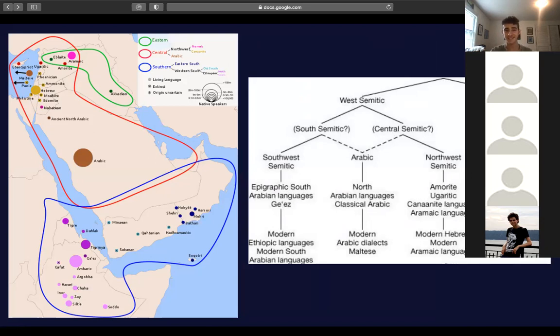So there are three different big branches of the Semitic tree: East, Central, and South. East Semitic languages are all dead, but South Semitic languages include Amharic, as well as many Ethiopian languages and minority languages in Yemen and Oman. And Central Semitic languages include Arabic, Hebrew, Maltese, and Aramaic.